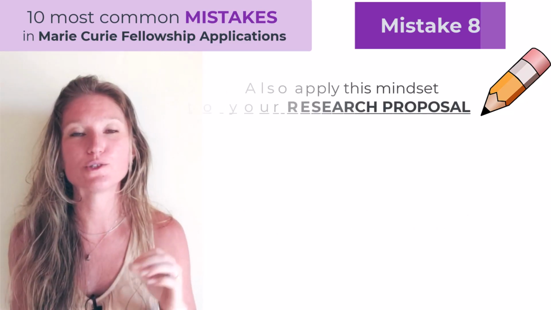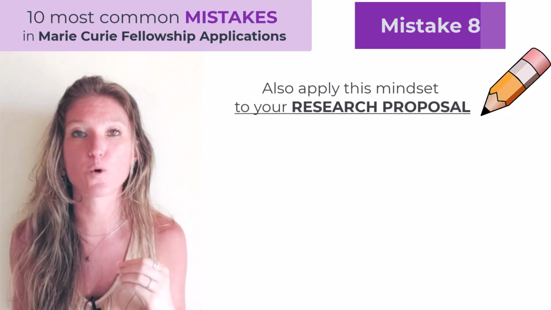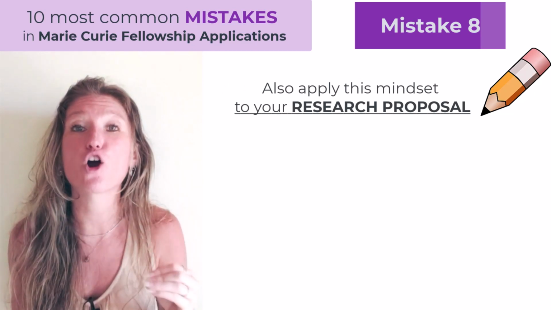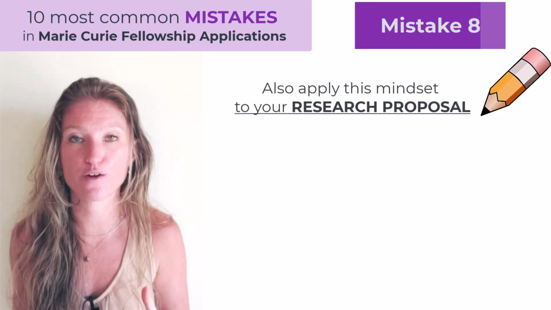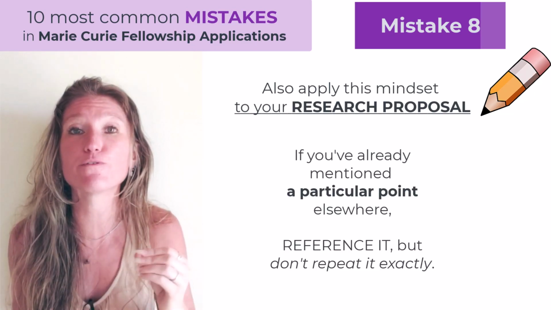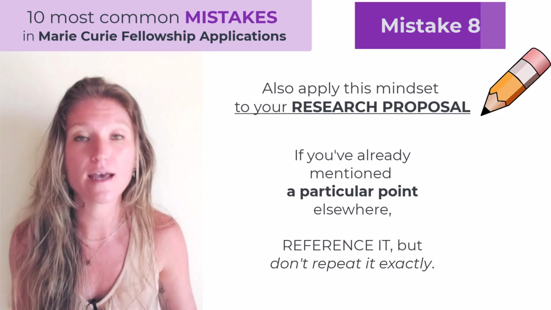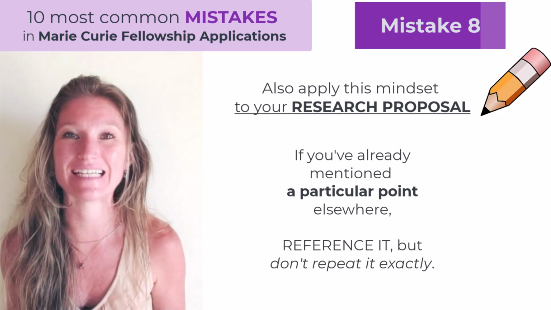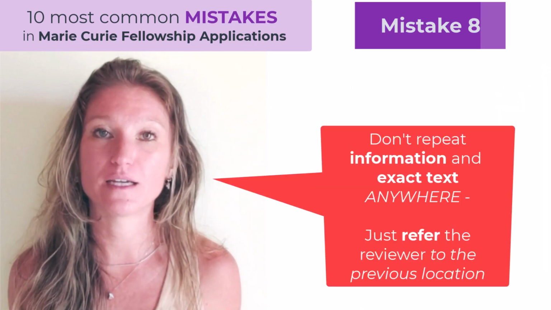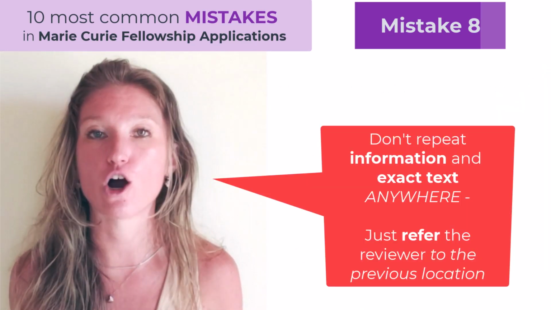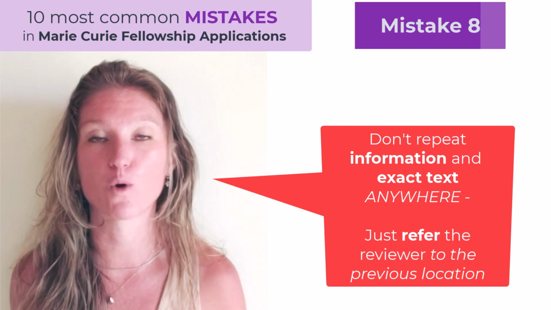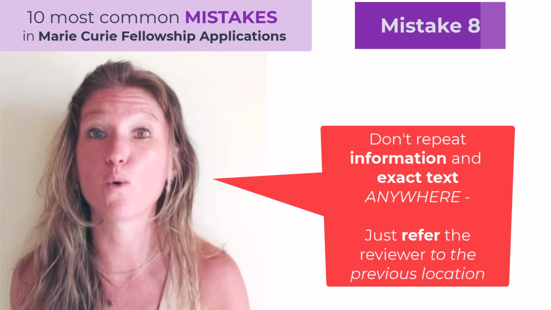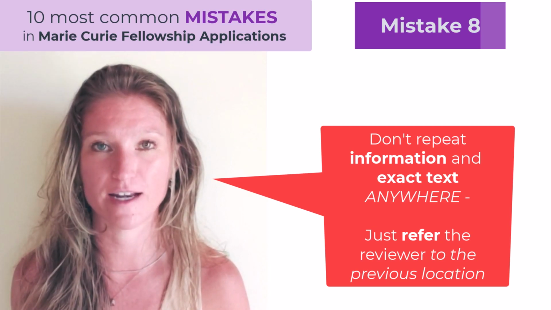But I don't want you to keep this mindset only for the essays. This applies to the research proposal as well. If you have already mentioned something in a different part of the research proposal, you can just refer the reader to that point, especially if you are using numbered subheadings, which makes this really easy. So you don't need to be repeating information anywhere. You can always point the reader to where more information can be found and continue on with your point in that particular section that you're writing.